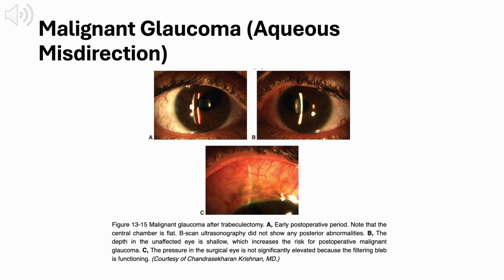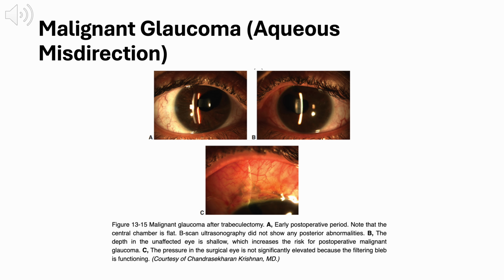These photos illustrate the classic postoperative presentation of malignant glaucoma. In image A, you can see the hallmark feature, a flat or extremely shallow central anterior chamber despite the fact that the wound is closed and the bleb is functioning. That immediately tells you the problem isn't overfiltration.